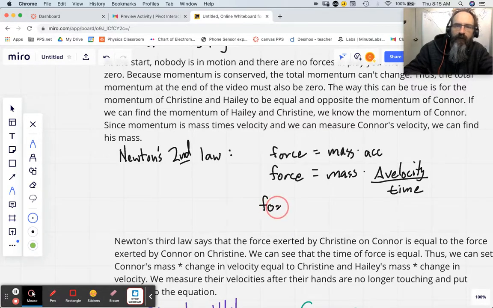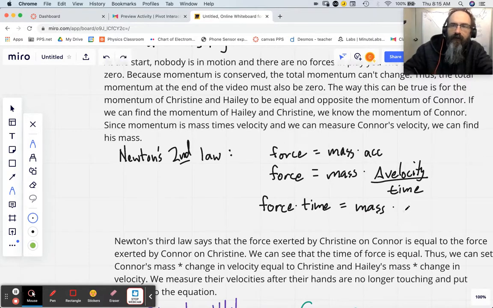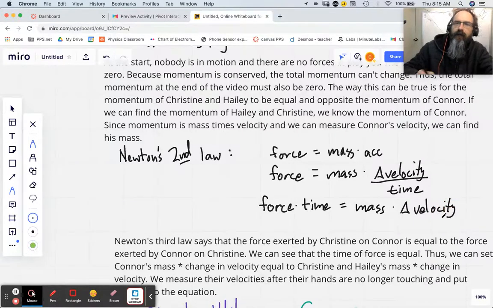Force times time equals mass times change in velocity.